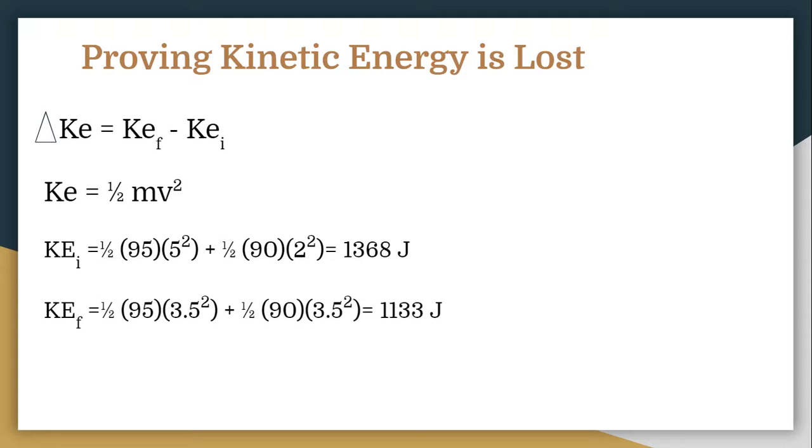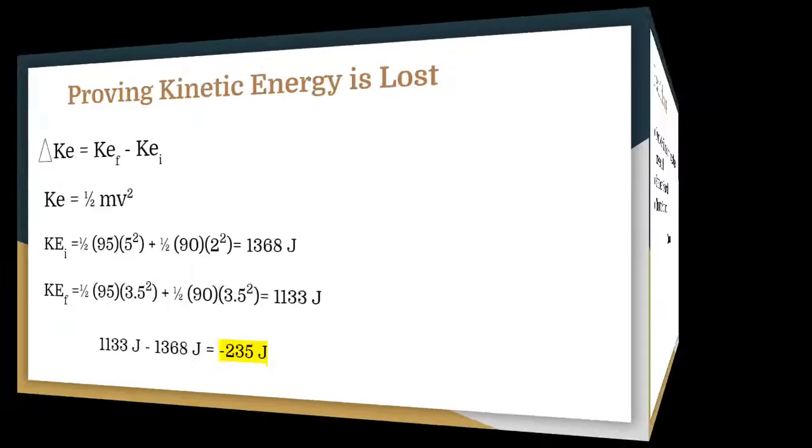Then I'll be using mass 1 and mass 2 again. However, I'll be using 3.5 meters per second, which is the velocity we just calculated, in order to find the kinetic energy final, which equals 1133 joules. After plugging it in to this equation, I got an answer of negative 235 joules, which is the amount of kinetic energy that was lost after the collision.